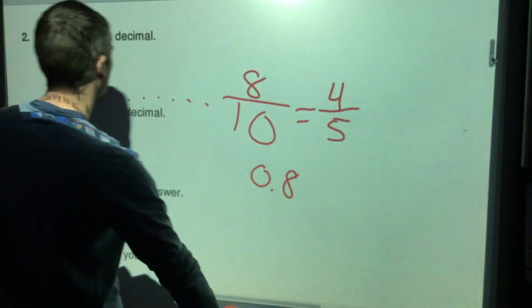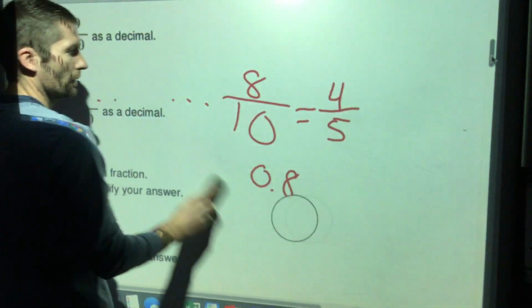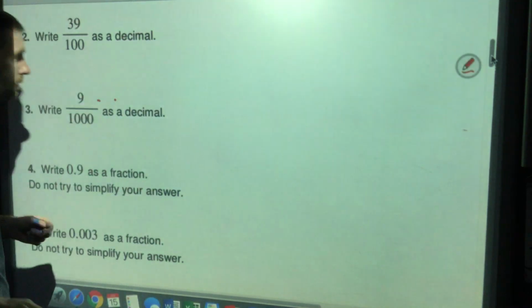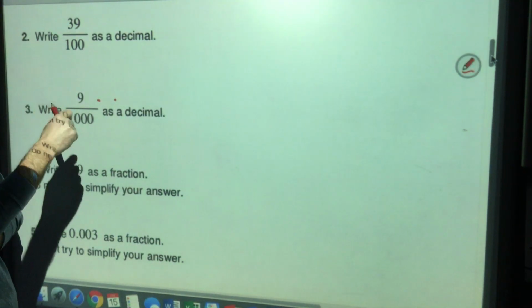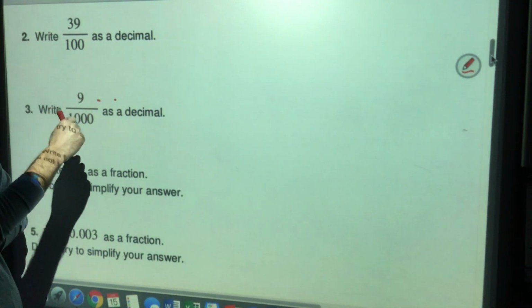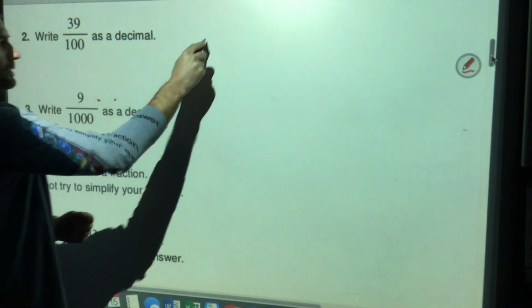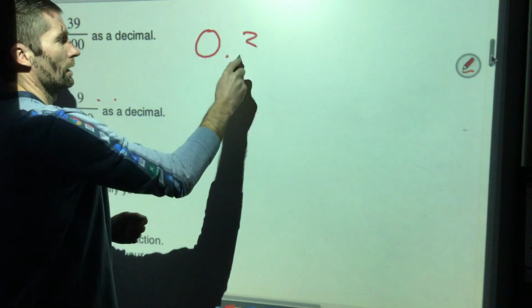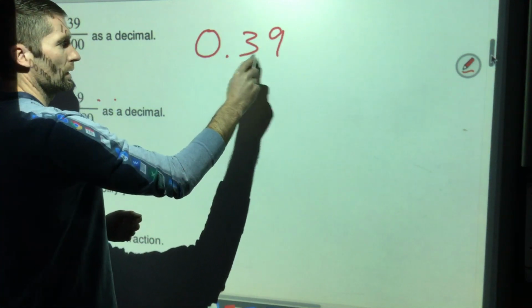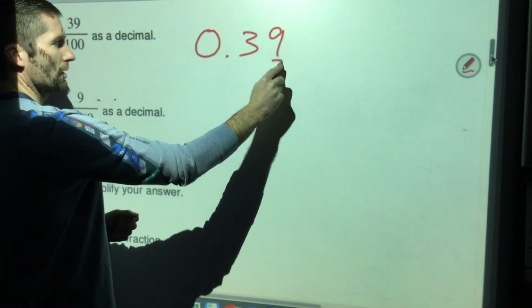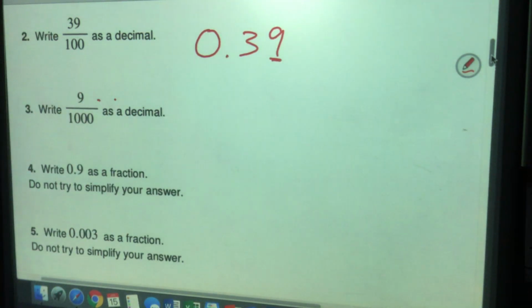Question 2, write this fraction as a decimal. Remember how we write fractions as decimals? The first thing we can do is just say it and see if it already has a denominator of 10, 100, or 1,000. This one does, 39 hundredths. So now we can just write it as 0.39 because the 39 is in the hundredths place.